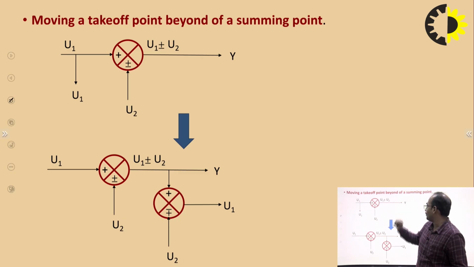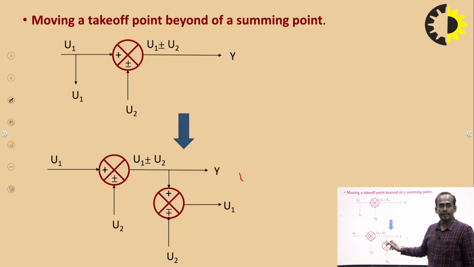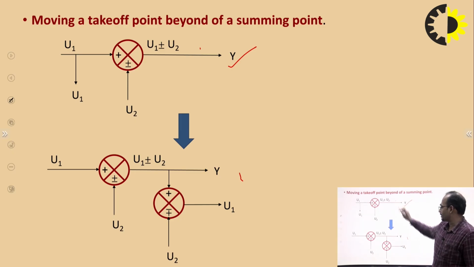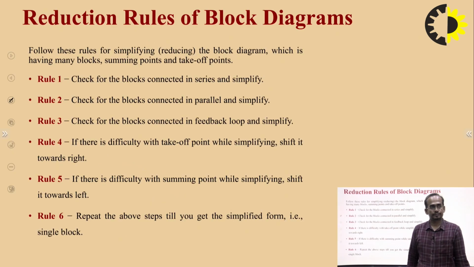Similarly, moving a takeoff point beyond a summing point. So I am going to shift this takeoff point after the summing point. If I am shifting this takeoff point after the summing point, then I have to use another summing point for getting the same output, that is U1 plus minus U2.